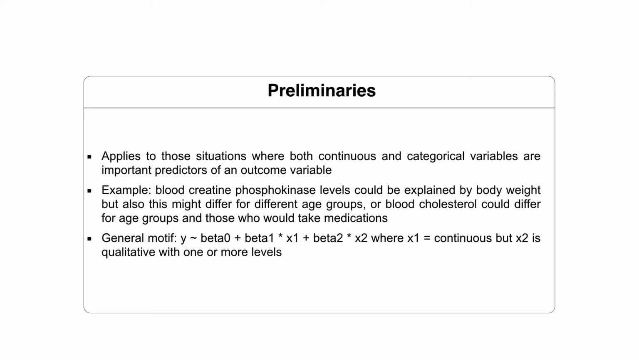So, moving on to the general model. y is the outcome variable, beta 0 is the intercept term, beta 1 is the regression coefficient for the first variable x1, and beta 2 is the regression coefficient for the second variable x2. But here the second variable, x2, is a qualitative variable with one or more levels, as we see.